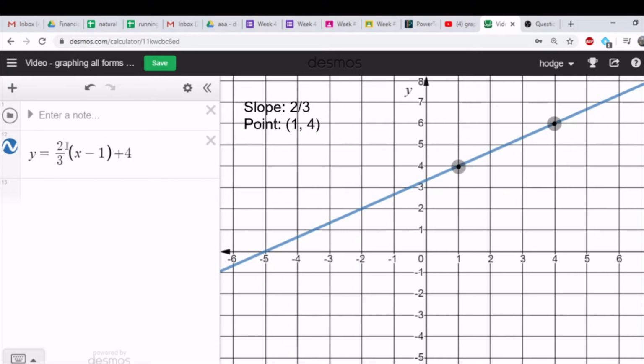The slope is the 2/3 that we had. This is going to be x minus 1 because if I plugged a 1 in for x, that would make the parentheses 0. And this is going to be 4 because the y value for my point there was 4.